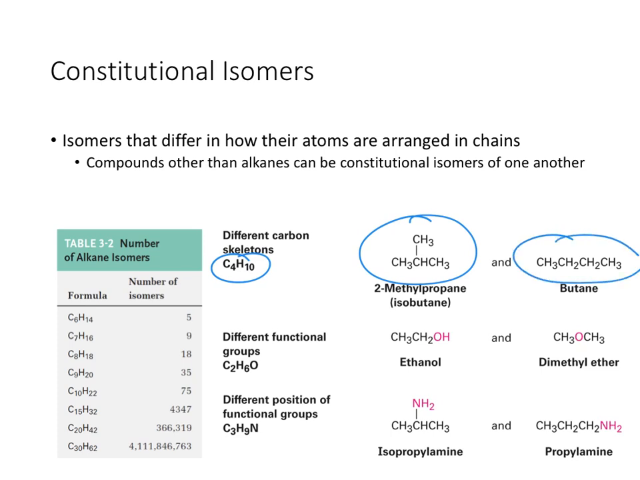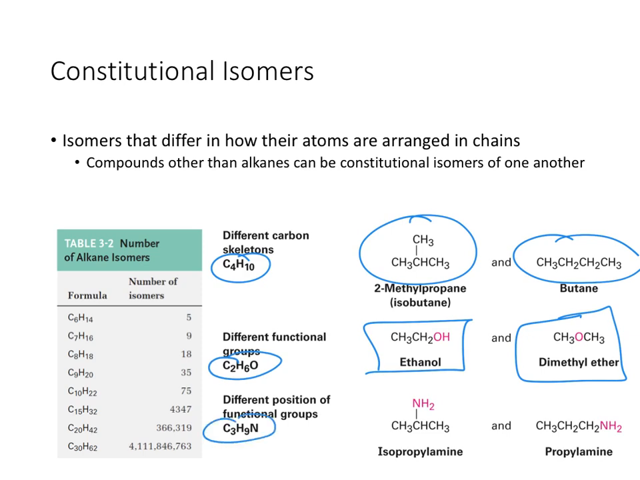But you can also have constitutional isomers of things other than just alkanes. So if you have this formula, that could form ethanol. So that would be an alcohol functional group, or it could form an ether. So you can actually make different functional groups from the same formula. You could also have a different position of functional groups. So with this formula, you could have an amine where the nitrogen's connected to the center carbon, but here the nitrogen's connected to the carbon on the right side.